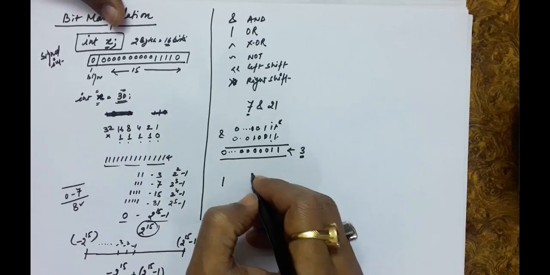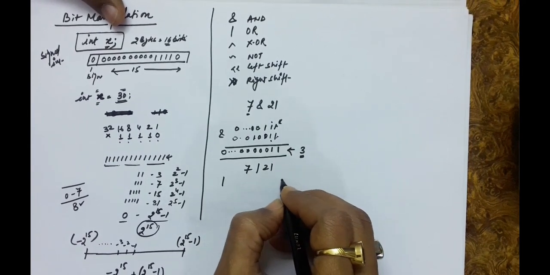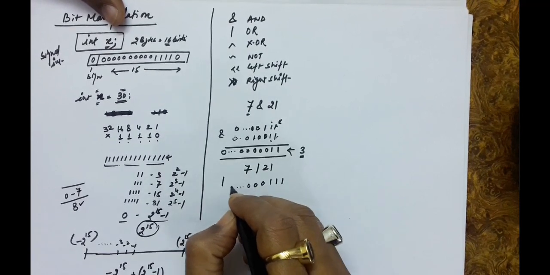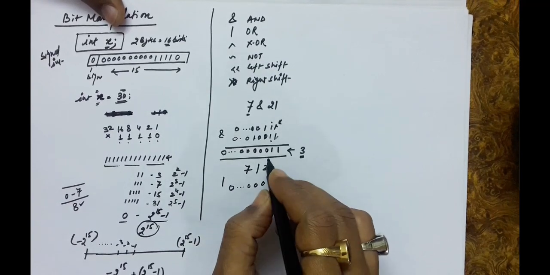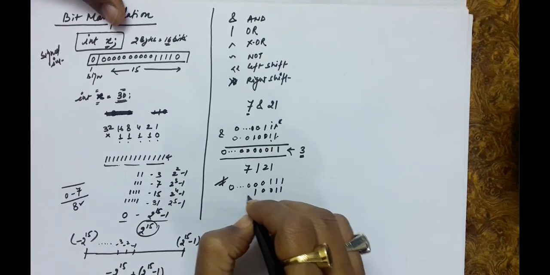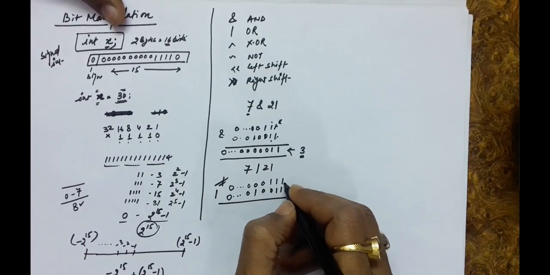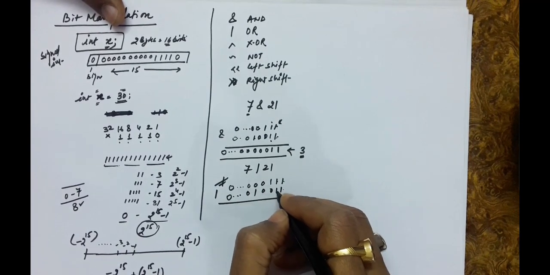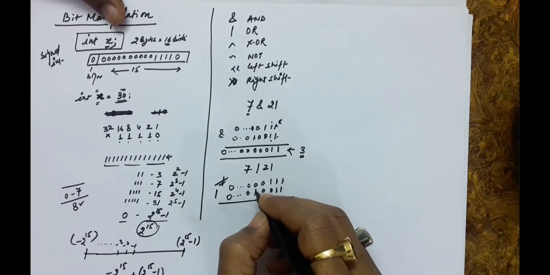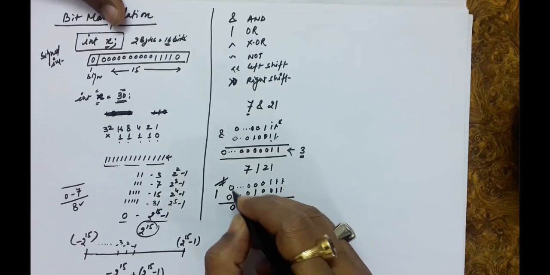Similarly, we can perform the OR operation if we are doing 7 or 21. So the representation of 7 is 1, 1, 1, 0, 0, and then leading zeros. Now, for 21, it is 1, 1, 0, 0, 1, and then leading zeros. Applying the OR operation, 1 OR with 1 is 1, 1 OR with 1 is 1, 1 OR with 0 is 1, 0 OR with 0 is 0, 0 OR with 1 is 1, and then 0 OR with 0 is 0, and so on and so forth, 0.